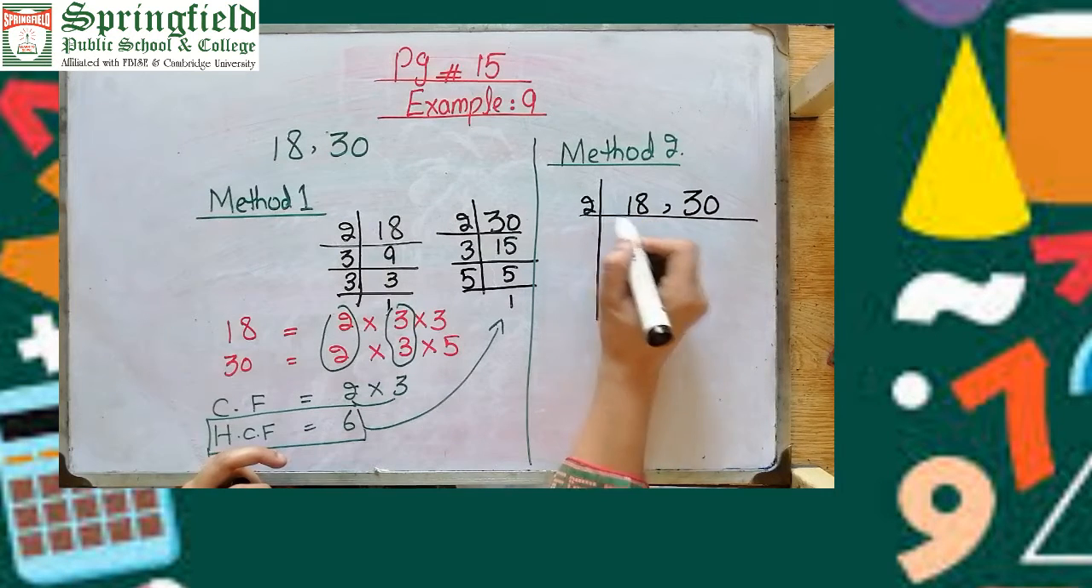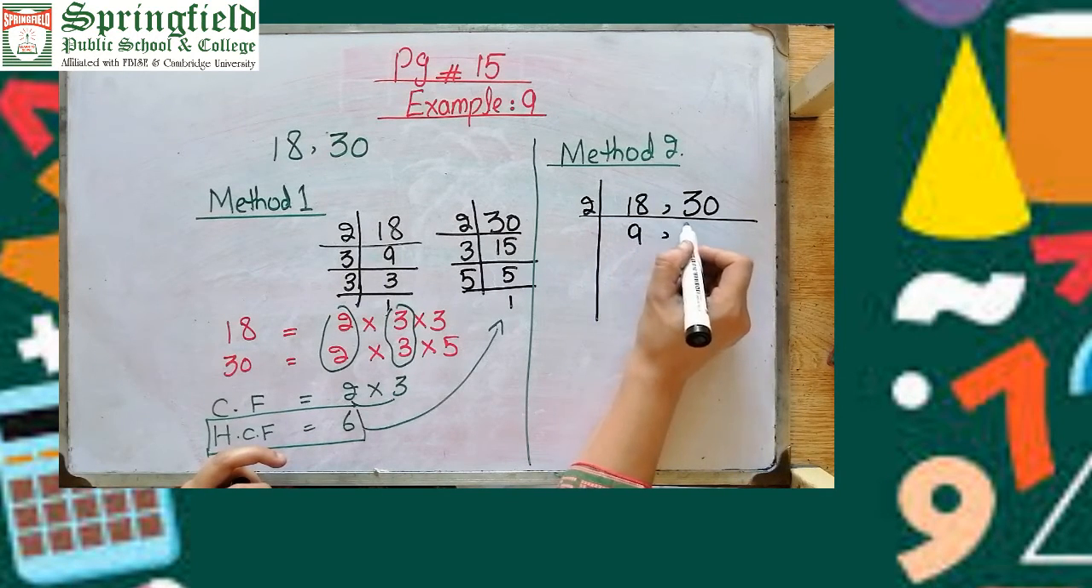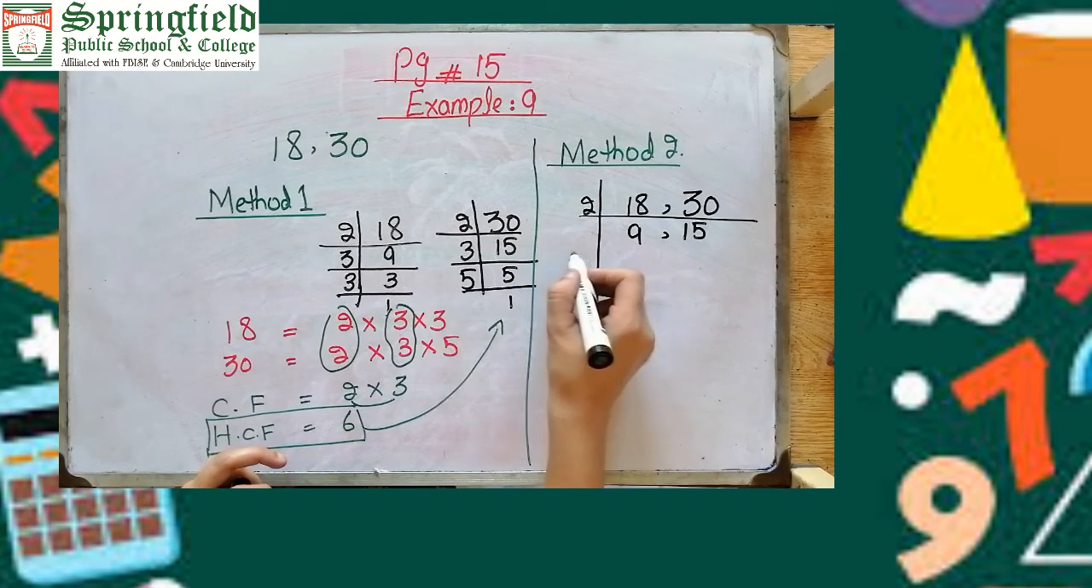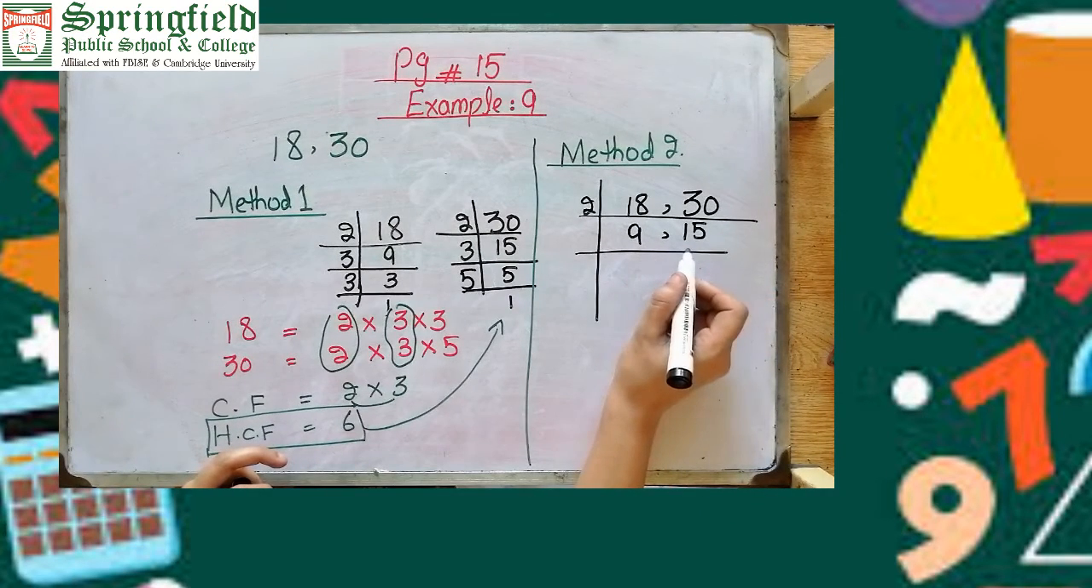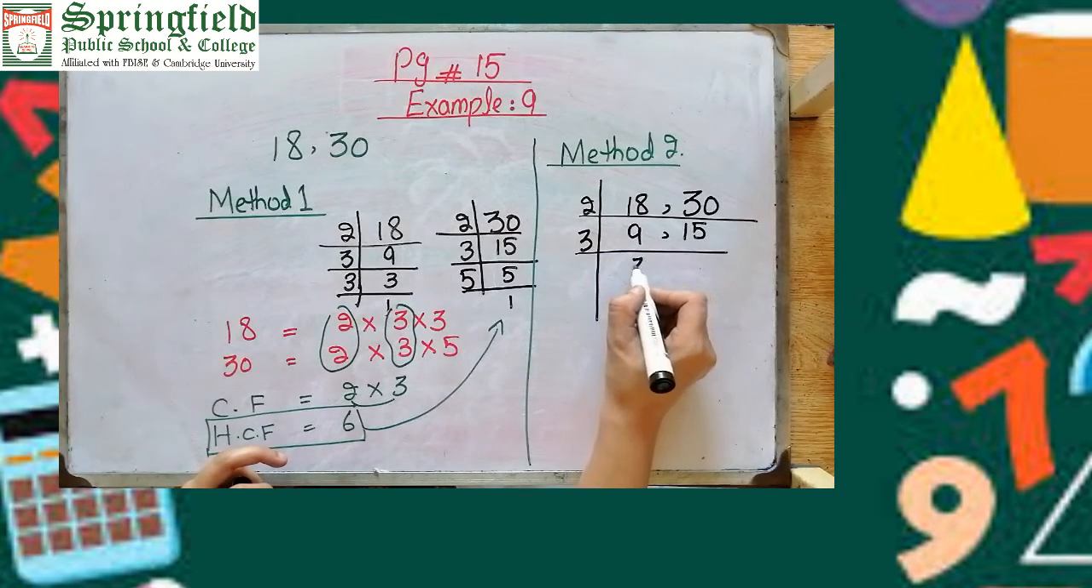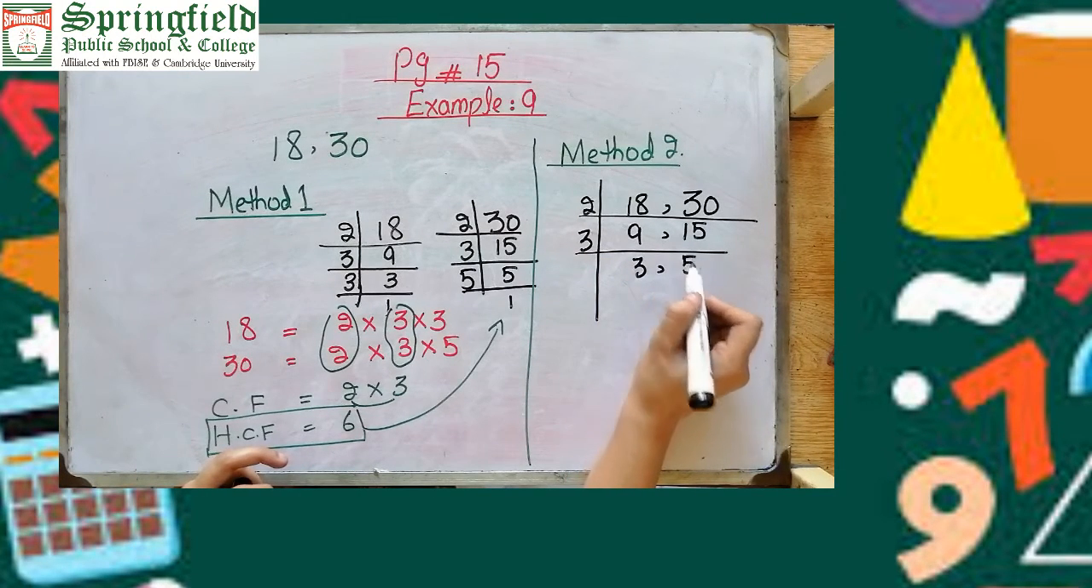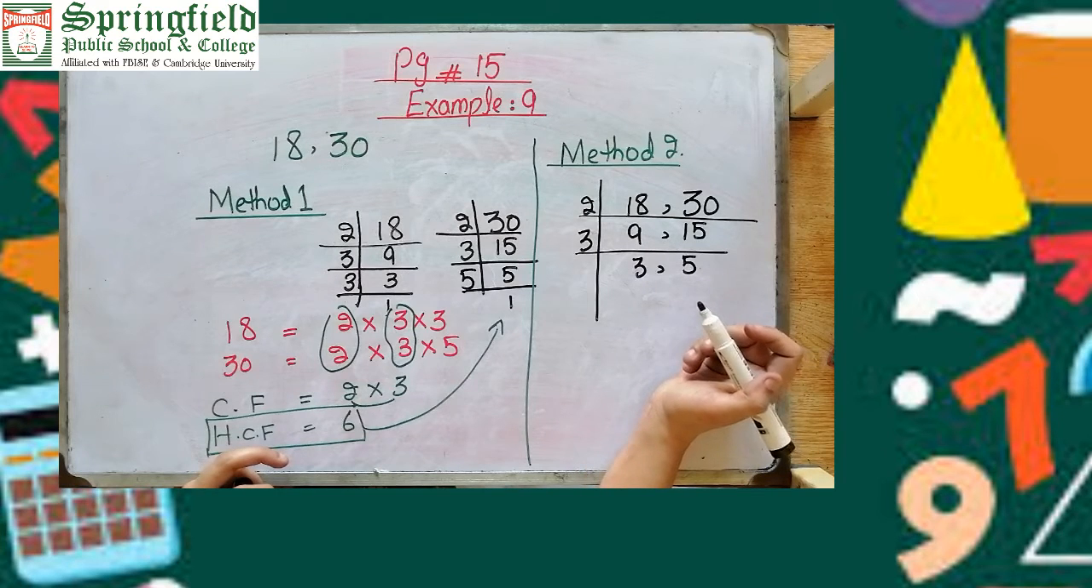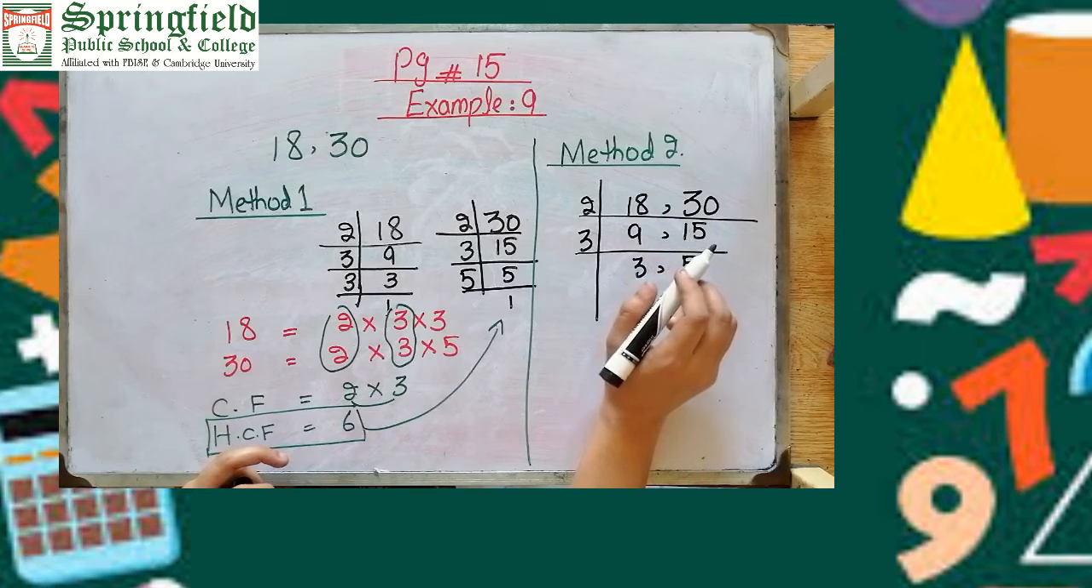Table 2. 2 9s are 18 and 2 15s are 30. And 9 and 15 come in table 3. So 3 3s are 9, 3 5s are 15. And further, 3 and 5 do not come in the same table. So we will stop here.